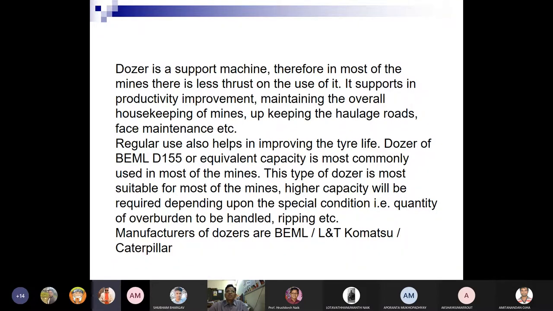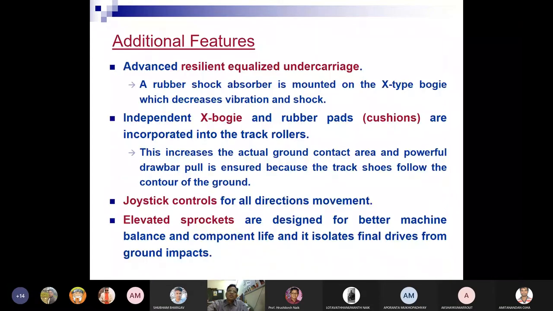Dozer of BML D155 or equivalent capacity is most commonly used in most of the mines. This type of dozer is most suitable for most of the mines. Higher capacity will be required depending upon the special condition, quantity of overburden to be handled, ripping, etc. Manufacturers of dozers are BML, L&T Komatsu, and Caterpillar. So this is the dozer.